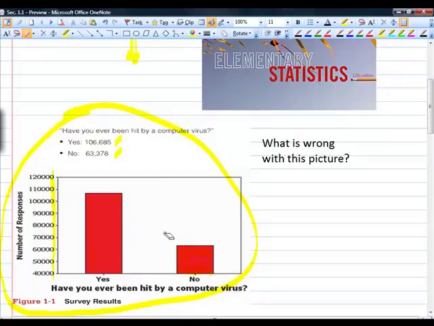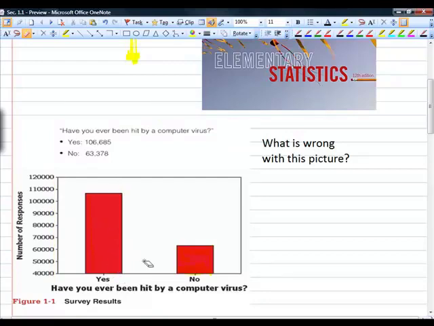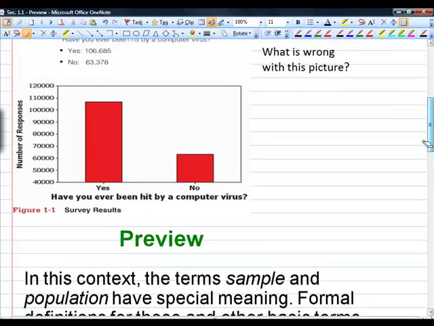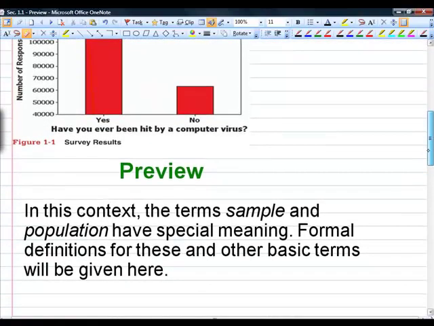This is an example of how statistics can be used to misguide the public, to give the impression that more people have experienced computer viruses than those who have not. That's something that you need to look out for whenever you're studying statistics.